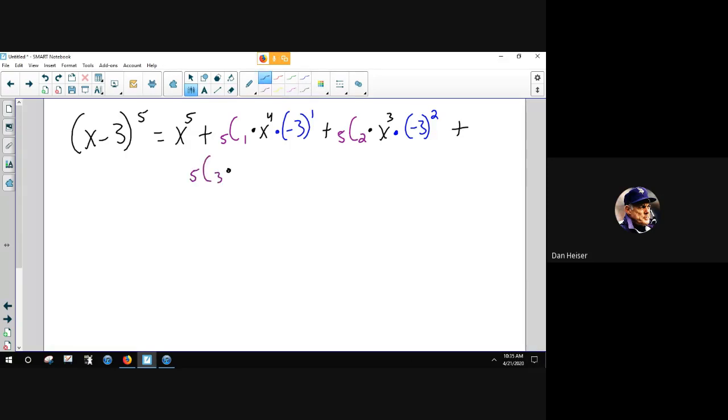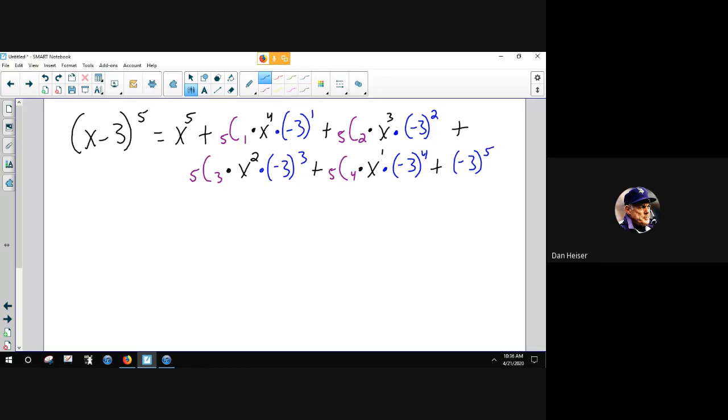5C3. X gets 1 less. -3 gets 1 more. 5C4. X gets 1 less. -3 gets 1 more. And last but not least, 5C5 is just 1. X to the 0 is just 1. -3 gets all the powers.